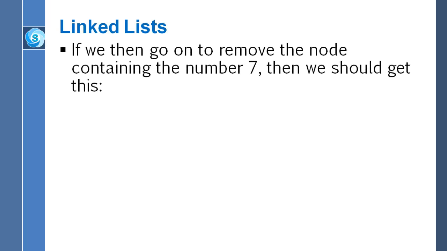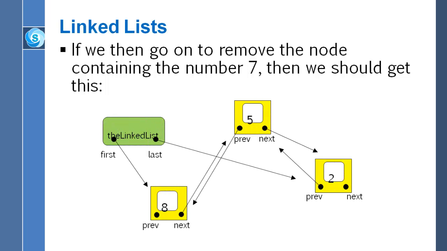Let's try to take a node out somewhere in the middle of the linked list now. So let's say we remove the node whose data value was 7. Okay, and we have to wind up in this situation. So we have to change some previous pointers and some next pointers, and then there it is.